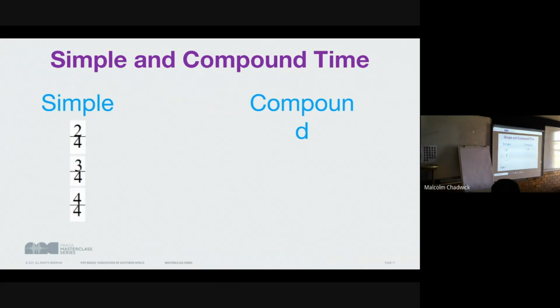All right. So here in simple time, we have 2/4, 3/4, and 4/4 for the sake of the example. And in compound time, we have 6/8, 9/8, and 12/8. Now the way to differentiate between simple and compound time is that in simple time, when you see the numbers 2, 3, and 4 at the top, you have a simple time signature. And in compound time, when you see the numbers 6, 9, and 12, that's when you know it is compound time.